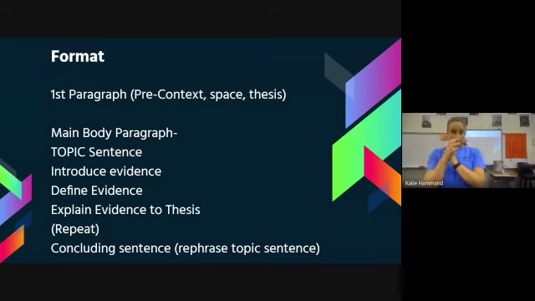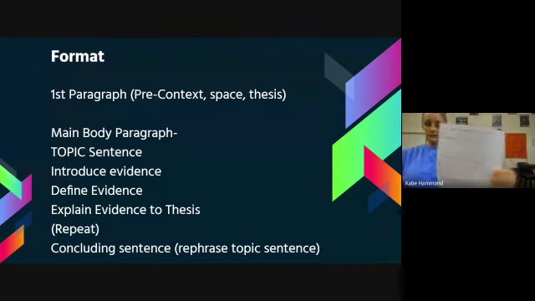Again, I want you to spend no more than 10 minutes practicing your rough work, doing this little thing right here. And what I think is super, super important is doing one main body paragraph. If you're working with people, just alternate one sentence each. That one main body paragraph is really going to help people.